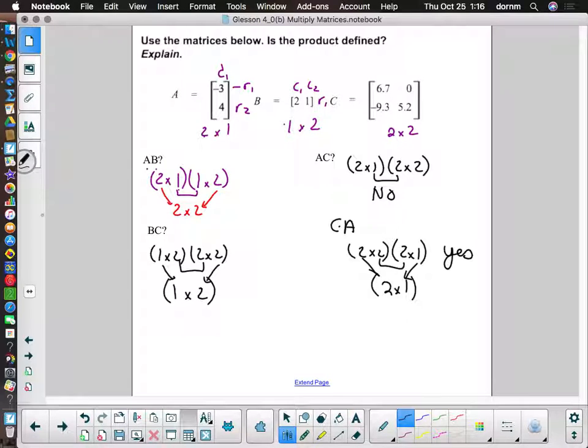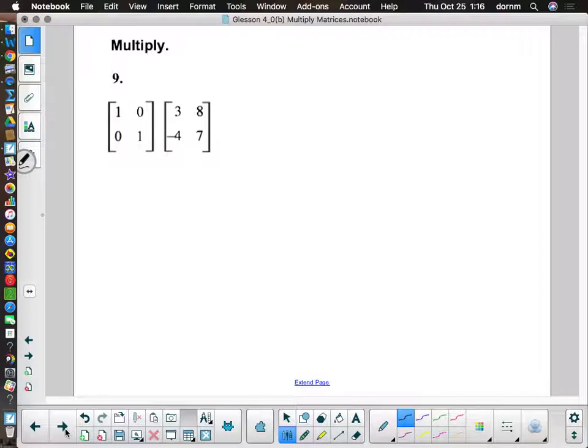Awesome. Let's practice multiplying. Oh, square ones. Again, I love the square ones. They're easy. First off, it's a 2 by 2 times a 2 by 2. These match, and the outer numbers give me a 2 by 2 when we're done. See, squares are so nice. They work that way. So let's go ahead and do our multiplication.